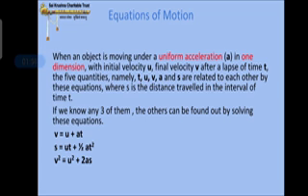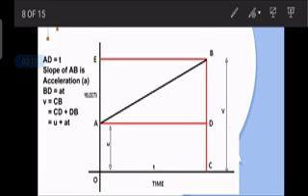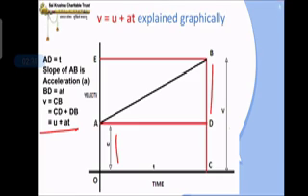Is it clear, children? When can you find this out? Only when the object is moving under a uniform acceleration in one dimension. So v is equal to u plus at is explained graphically. As you can see, this is a velocity versus time graph and it has initial velocity, say u, here and final velocity v. So to know the final velocity, it is nothing but initial velocity plus bd, right? So this bd represents at, that is acceleration into time. You get the bd value. Therefore, v is equal to u plus at.